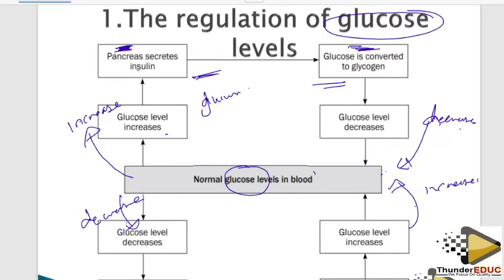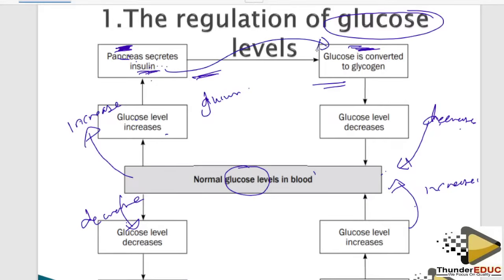Then you have here pancreas, because what works on glucose and glycogen is the pancreas. So the pancreas, that's the gland, will secrete insulin, meaning that you have talked about the gland and its function, meaning that the gland, which is pancreas, what is its function? It secretes insulin. Done. Then you come here and you tell us the function of insulin.